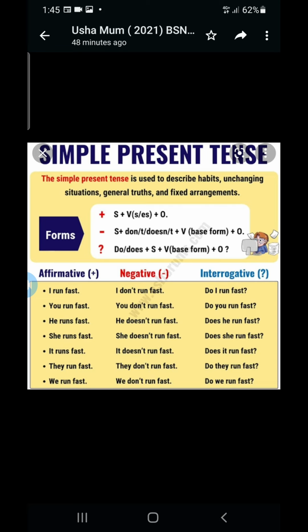Then general truths, we have a lot of proverbs. We know some of the proverbs. So they all are truths. So general truths and fixed arrangements. If anything is fixed there, we can't change it. So simple present tense is used to describe habits, unchanging situations, general truths and fixed arrangements.